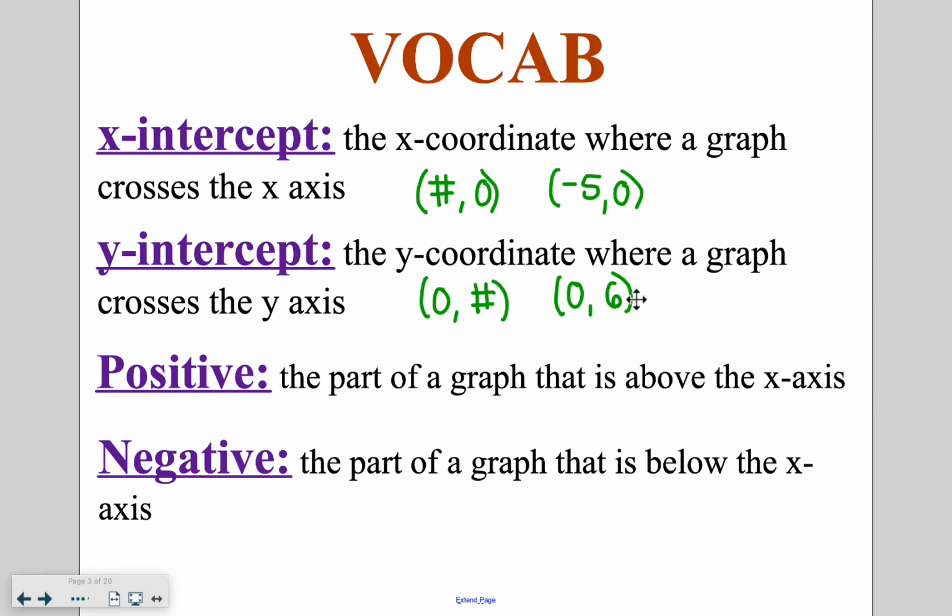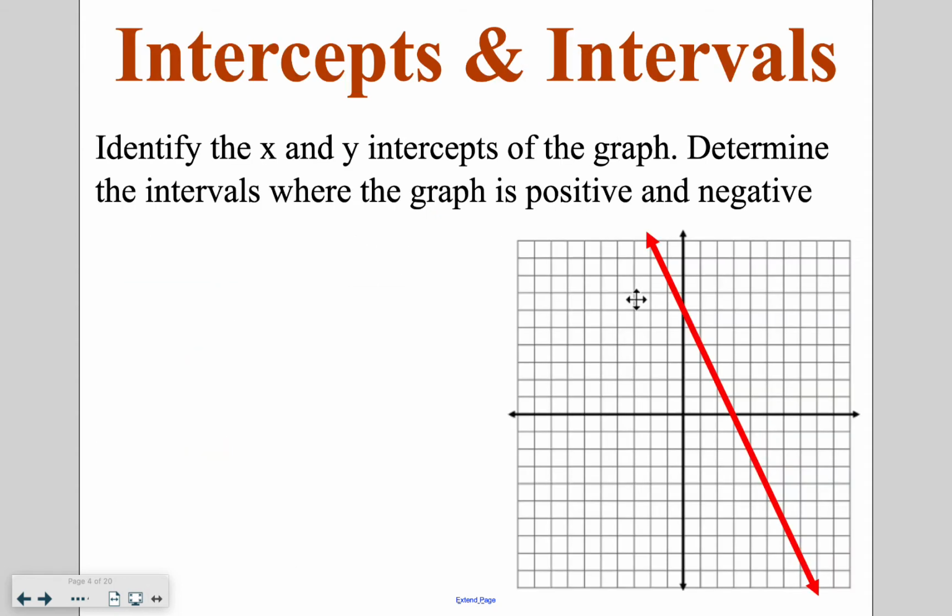The positive portion of the graph is any part of the graph that lies above the x-axis. And on the flip side of that, the negative part of the graph is anything that lies below the x-axis. So we're going to start by dealing with the intercepts and the intervals. The first thing we want to do is identify the x and y intercepts.